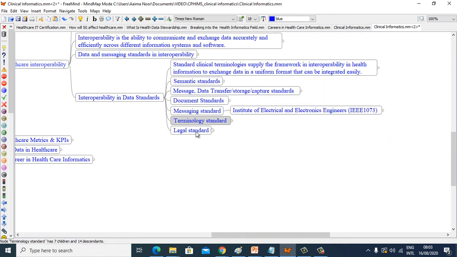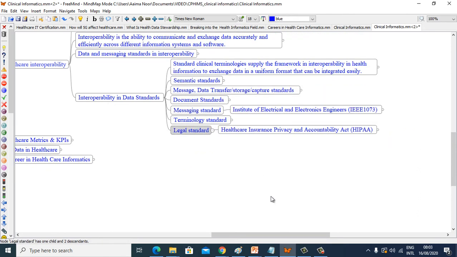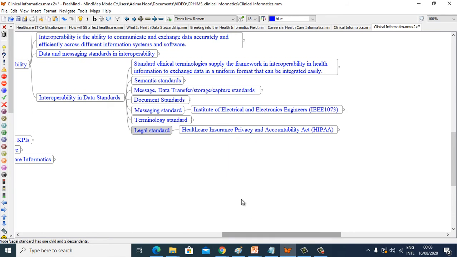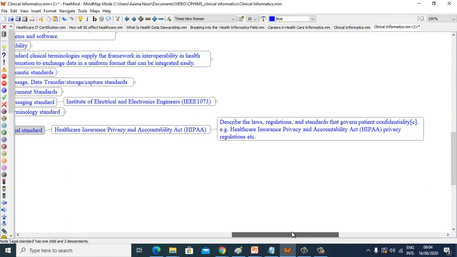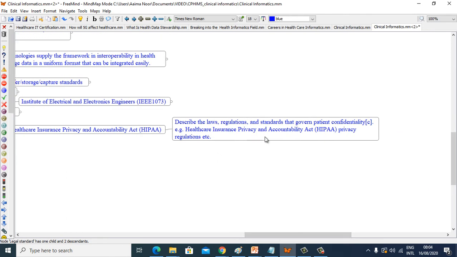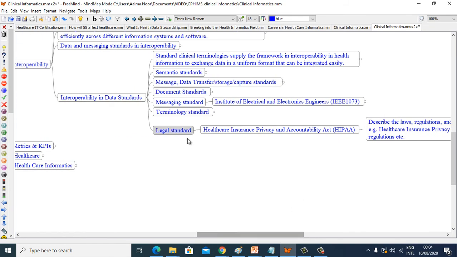Now we'll see the next standard, that is legal standards. Health Insurance Portability and Accountability Act, HIPAA, describes the laws, regulations and standards that govern patient confidentiality. For example, HIPAA Privacy Regulation, etc.